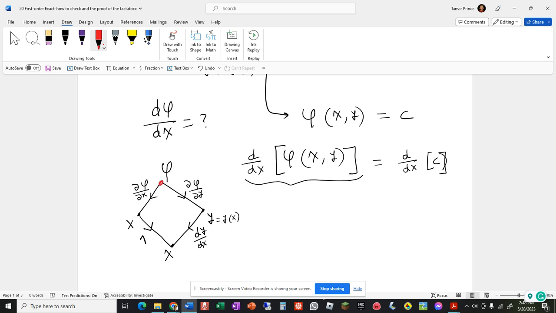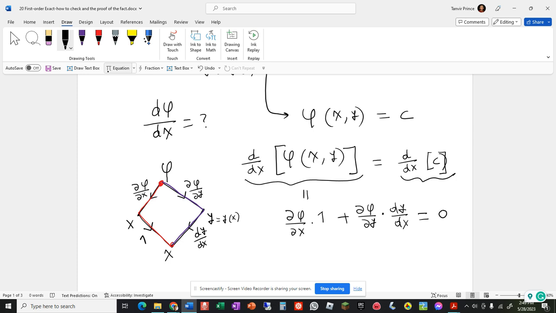So to go from phi to x, I have two paths, one in this way and the other one this way. If I apply the chain rule, this red path is the partial of phi with respect to x multiplied by 1, plus the purple path, the partial of phi with respect to y multiplied by dy dx. And that's supposed to be equal to this one, which is 0. The derivative of c is 0. That's a constant.